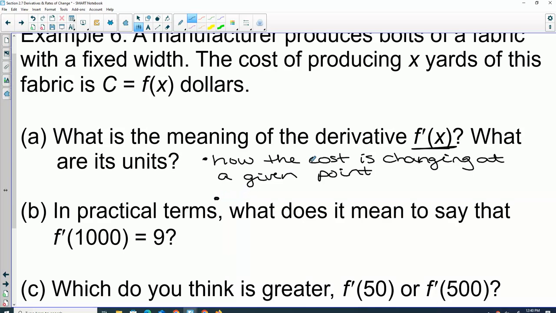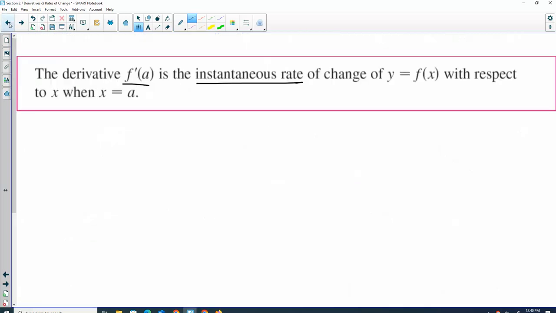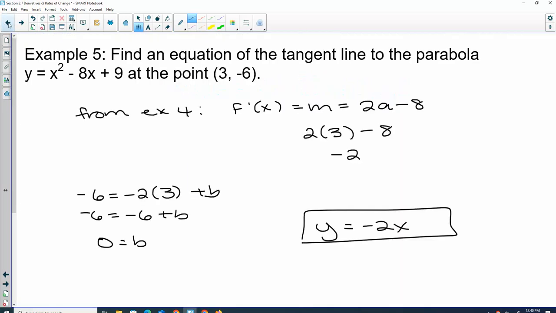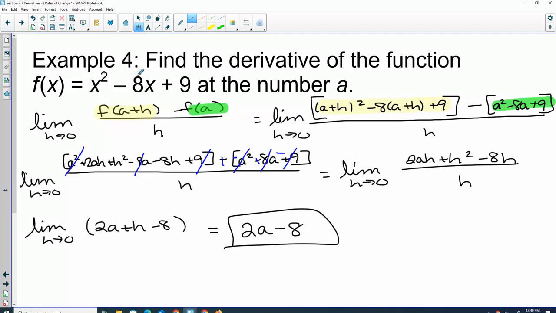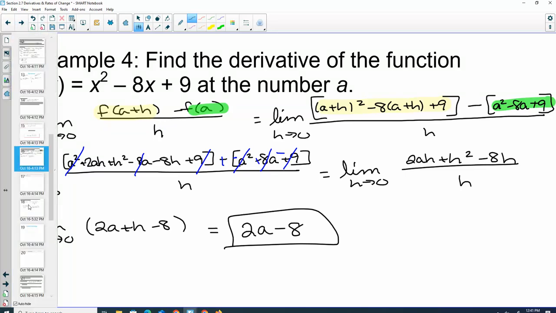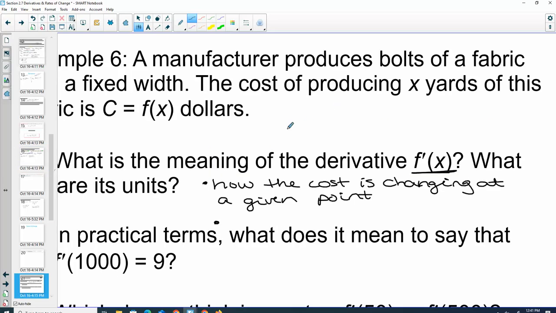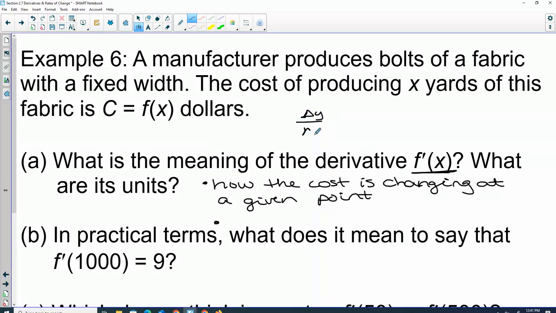If I want our units, think about when we find this. We said the derivative is f of a plus h minus f of a over h, right? That's just a slope, change in y over change in x. So if we think about it in terms of our problem, what's y measured in? Dollars. Per, what's x measured in? Yards. So my units would be dollars per yard.